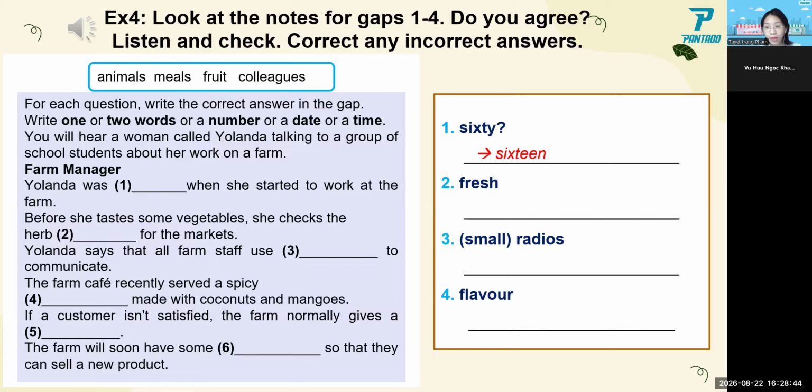Okay, sorry. We continue, Khang. How about number 2? Do you have the answer for number 2? Or you choose fresh? Fresh too? Oh, that means delivers. And number 3? How about number 3?